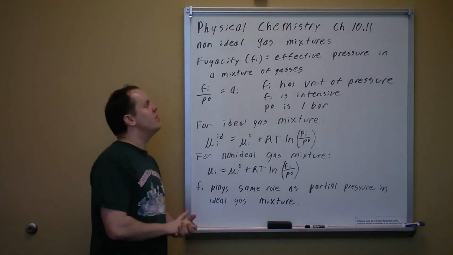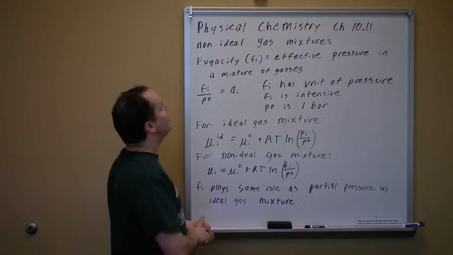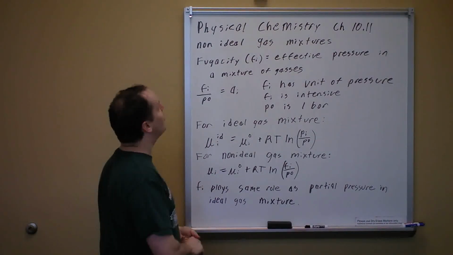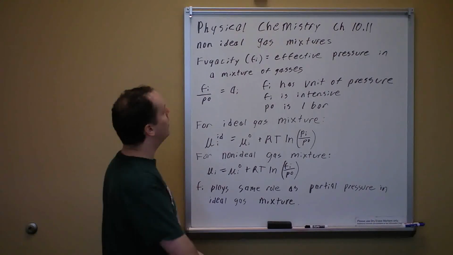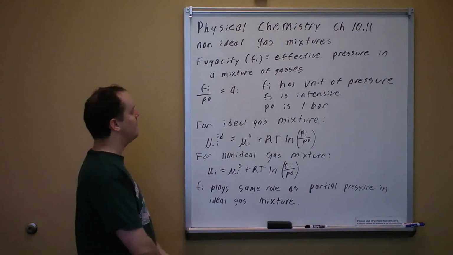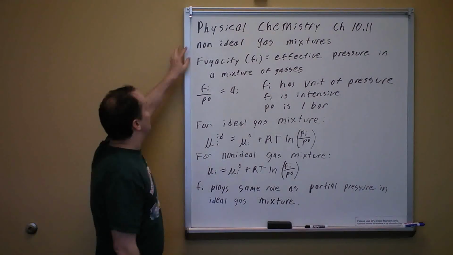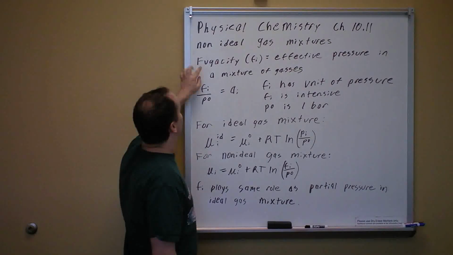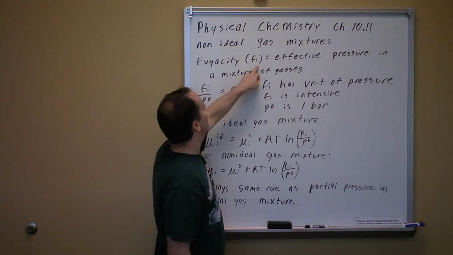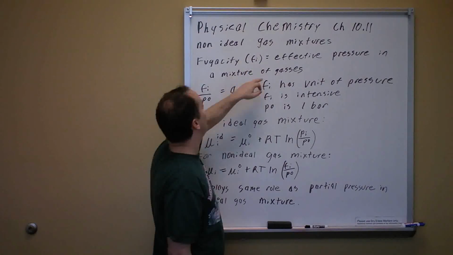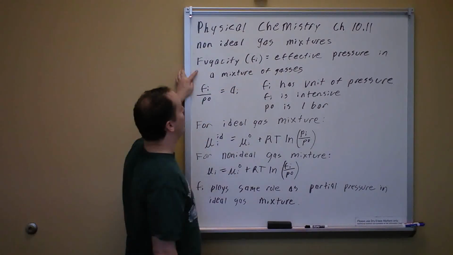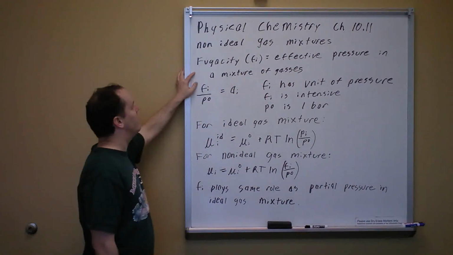This is Physical Chemistry, Chapter 10. We're starting Section 11 now, non-ideal gas mixtures. We're going to go through this pretty quickly just because we need it for a later chapter. So, non-ideal gas mixtures. The fugacity, F sub I, so we're talking about substance I, is the effective pressure in a mixture of gases.